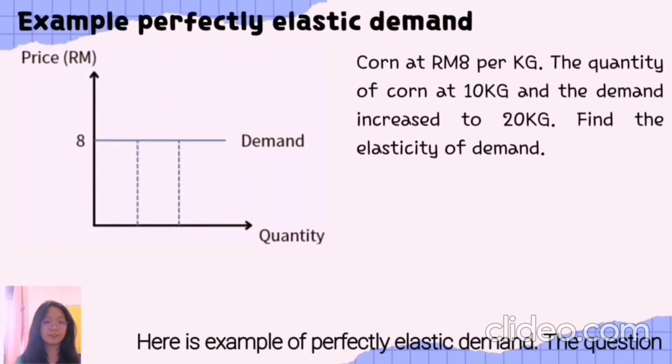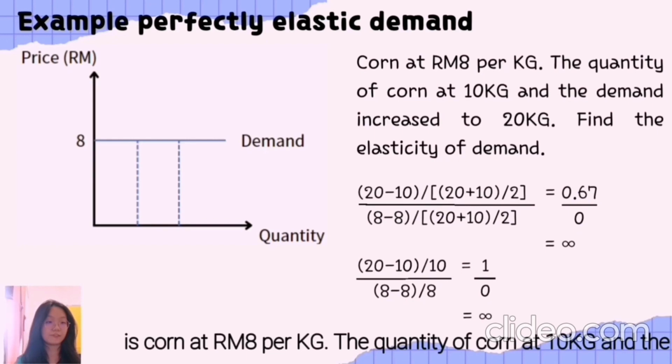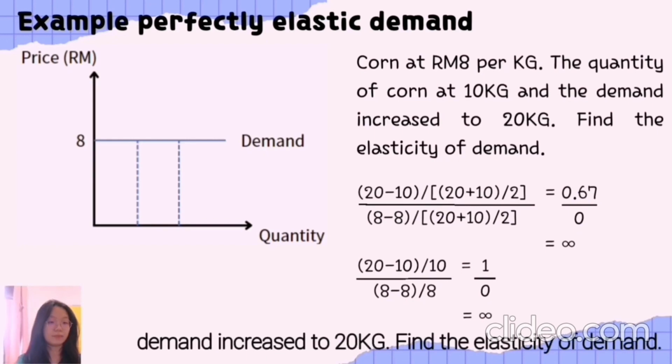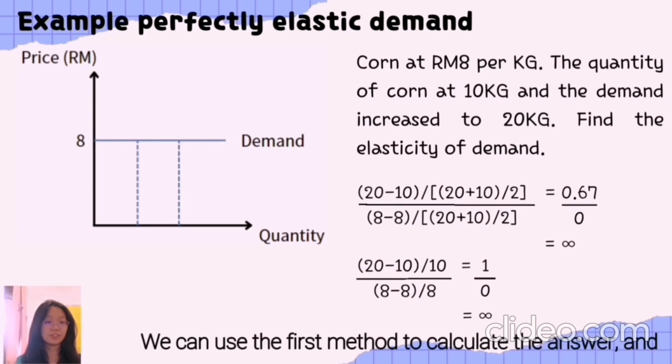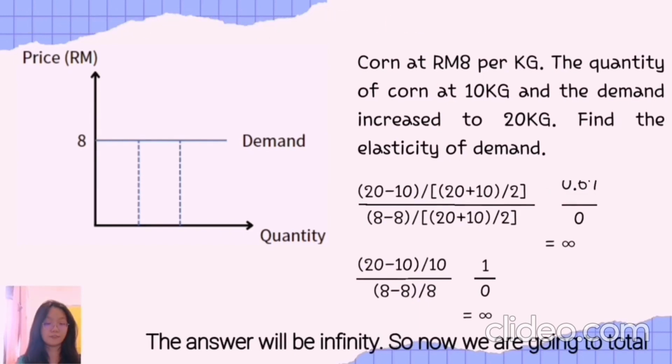When you face a perfectly elastic demand curve, this slide will help you to remember it. Here is an example of perfectly elastic demand. The question is, corn at 8 ringgit per kilo, the quantity of corn is 10 kilos, and the demand increased to 20 kilos. Find the elasticity of demand. We can use the first method to calculate the answer and also the second method. The answer will be infinity.